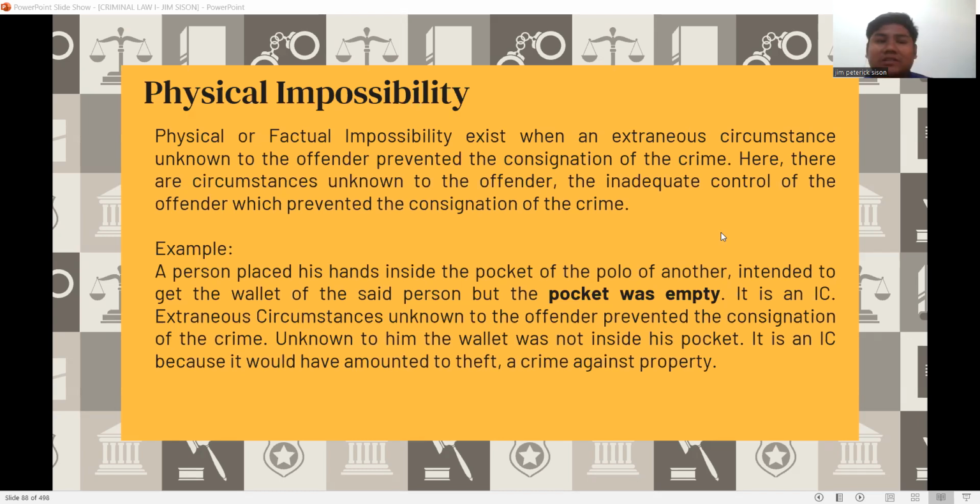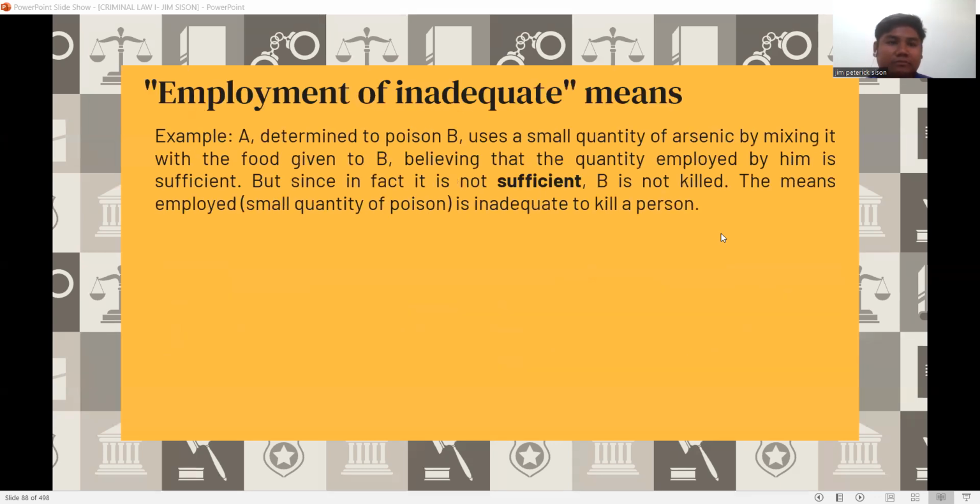Therefore, it is an impossible crime because it would have amounted to theft. Okay? A crime against property if na-isolate yung wallet. But wala man. So there's physical impossibility to commit the crime of theft because the pocket was empty. Okay? And then, next is what is called employment of inadequate means. So example, masayon pag na-example.